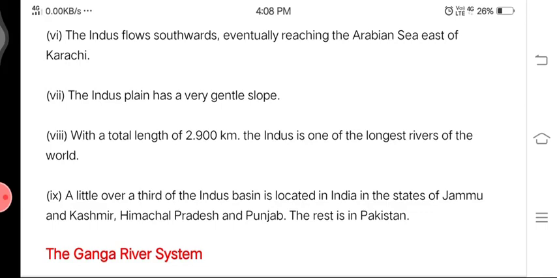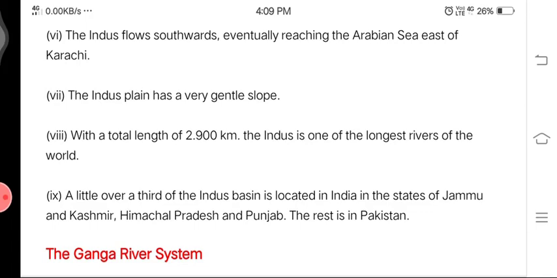With a total length of 2,900 kilometers, the Indus is one of the longest rivers in the world.